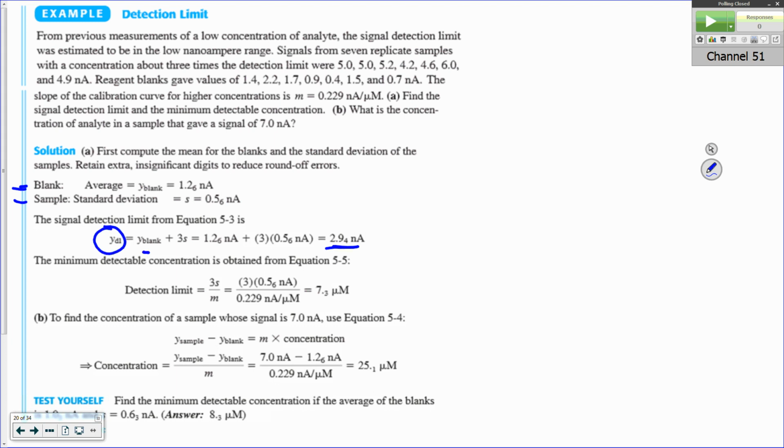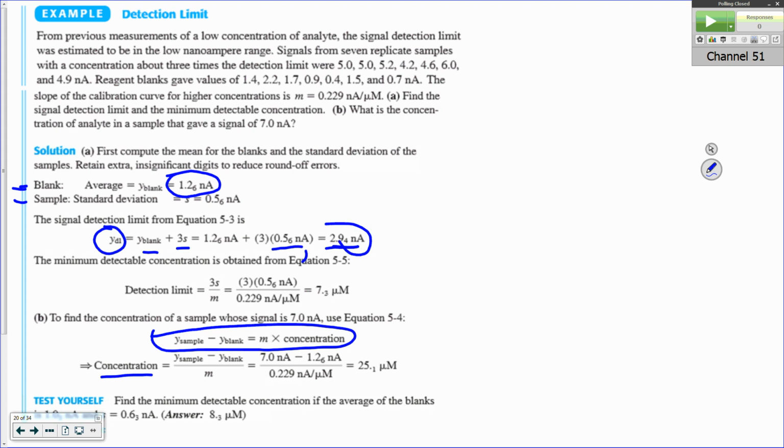They took the average signal of the blank plus 3 times the standard deviation. Standard deviation was 0.5 with an insignificant 6. The average of the blank was 0.12 with an insignificant 6. So they got this signal, and they took that in nanoamps and could plug it into the concentration. They got their equation for their line, and then they plugged that signal into the equation to find out the concentration.